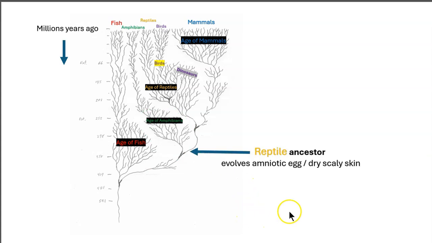So in reptiles, what we have is the evolution of new traits, new characteristics, new adaptations to allow for a full-time lifestyle on dry land. The amniotic egg, so this is a shelled egg that allows the reptiles to reproduce outside of water, and then the dry scaly skin allows for water conservation.